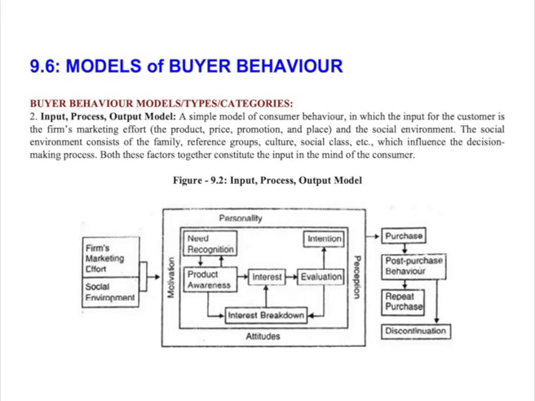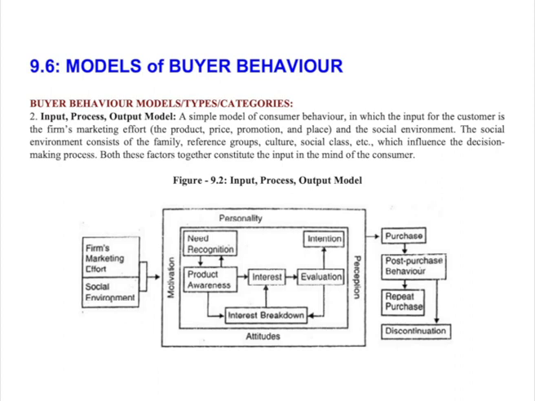The second one that we will be looking at is the input process output model. Here it is a very simple model, which talks first in terms of inputs, what are the factors going into that consumer's decision process. Second, what is the process that is taking place within a consumer's mind or a consumer's environment, and third is the output, that is the actual purchase or not to purchase.